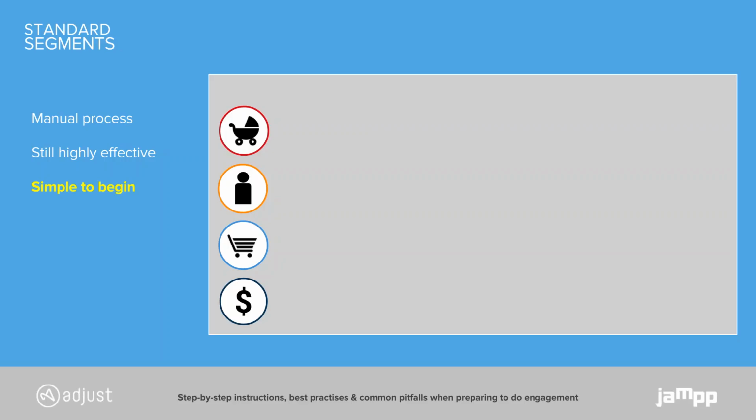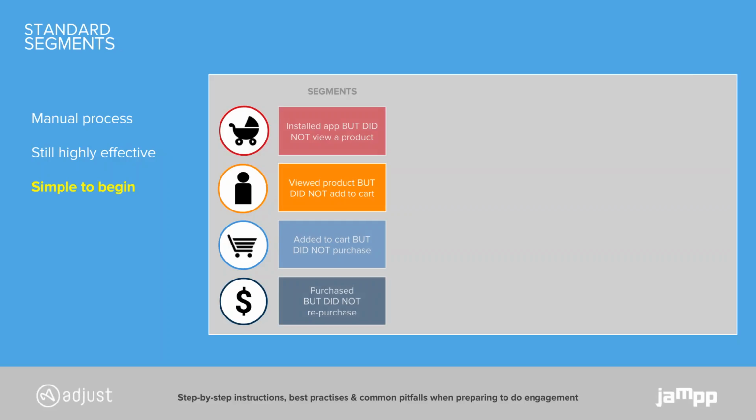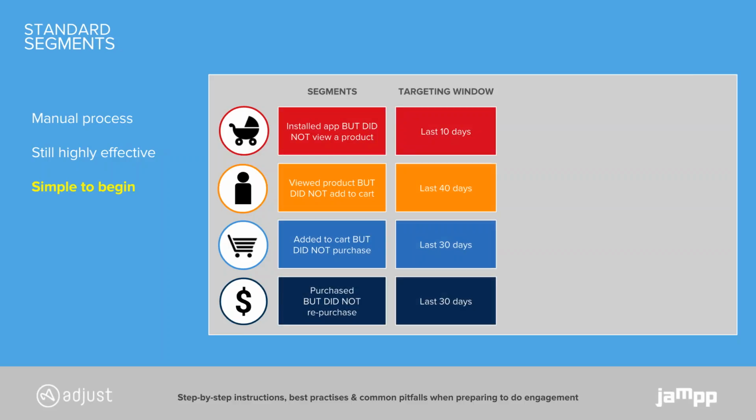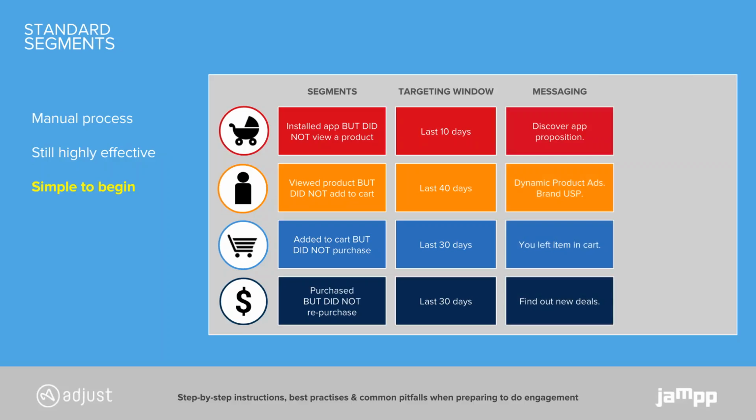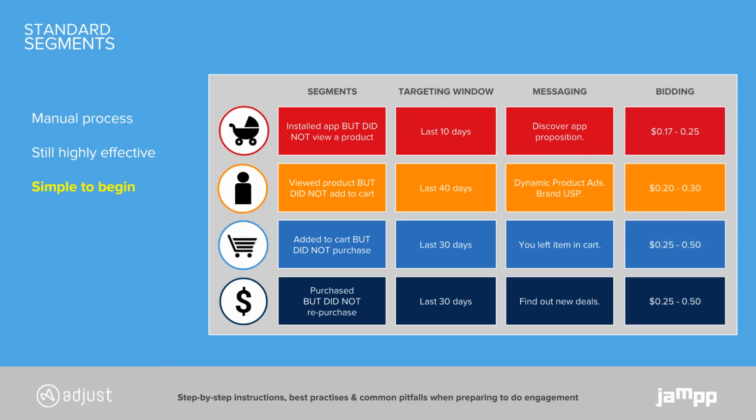Our retargeting team then use the data science team's analysis to do 4 things. Build out your segments. They then set respective targeting windows to decide the duration for how long we try and re-engage those different segments. They assign different messaging to optimize relevance. And finally, they create a bidding strategy.